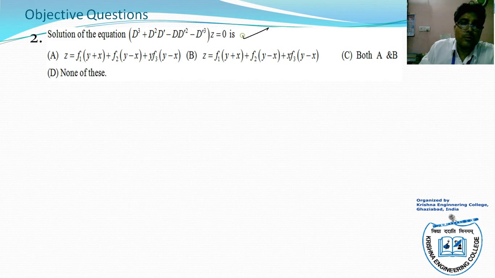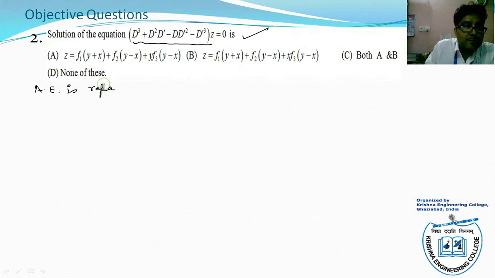Solution of the equations. Find the solution of the equation. This equation is again a homogeneous linear differential equation with constant coefficients. So, first of all we find the roots of the auxiliary equation. The auxiliary equation is: replace D by m and D' by 1.